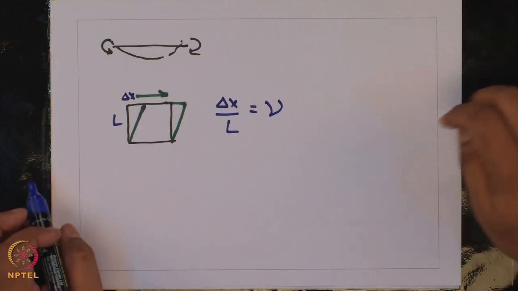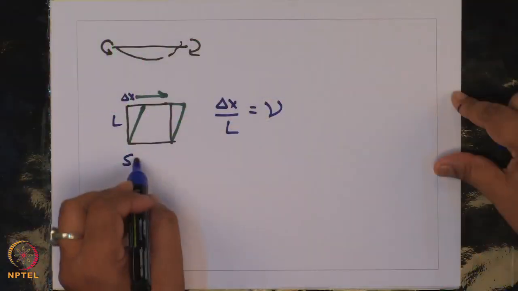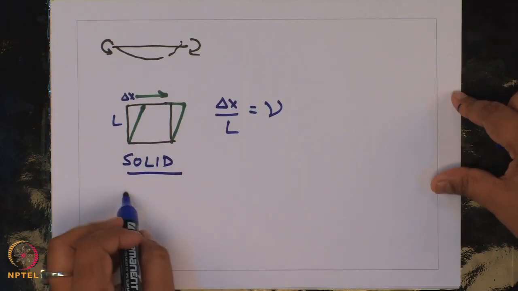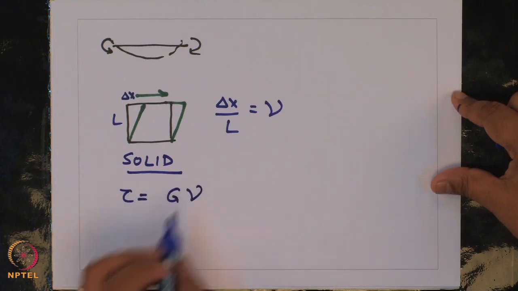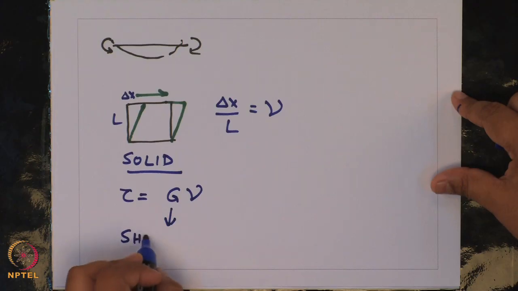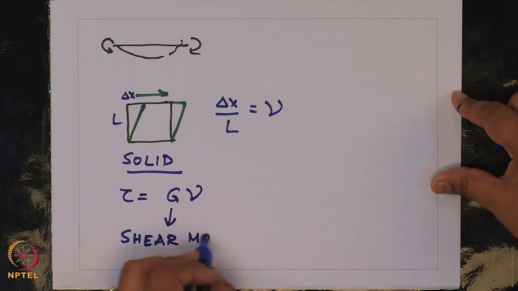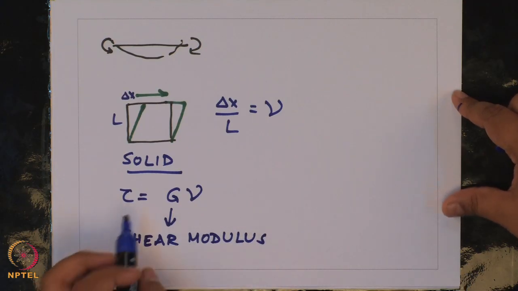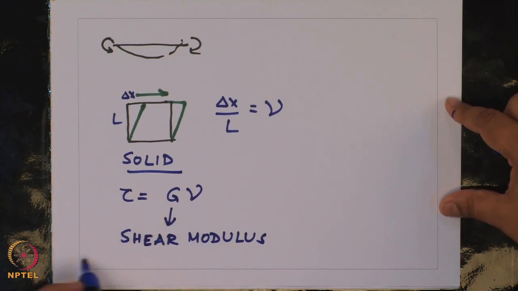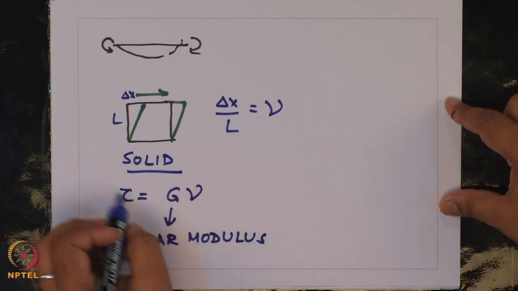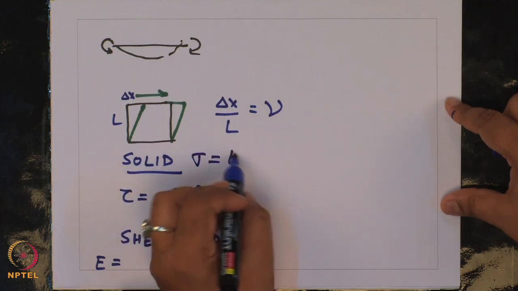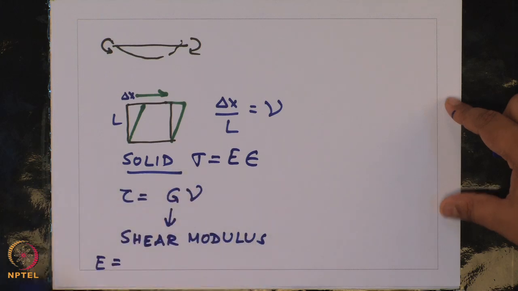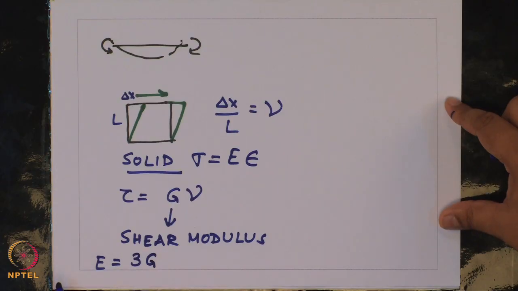Now, we also said that there is a difference between the behavior of a perfect solid versus a perfect liquid. The main difference is, for a solid you write down this expression where shear stress is given by G times gamma. G is called the shear modulus. For incompressible materials we had shown that, just as you can write sigma is equal to E epsilon for normal stresses, Young's modulus E is given by 3 times G.